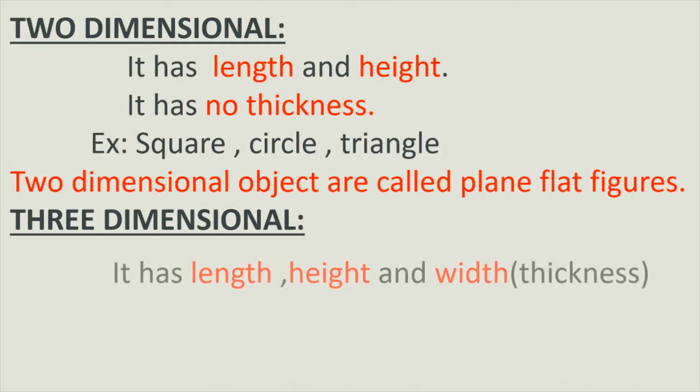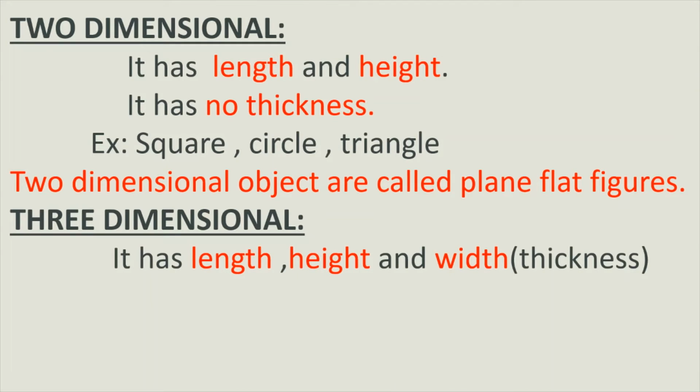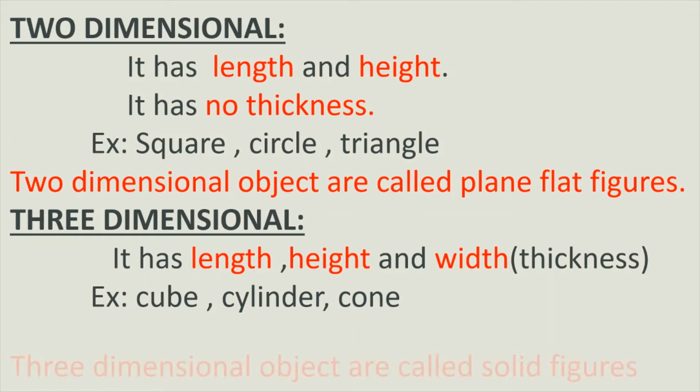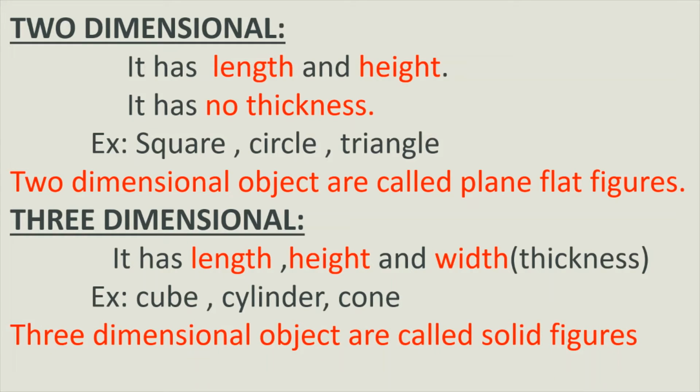Three-dimensional has three dimensions: length, height, and width. Examples are cube, cylinder, and cone. They are also called solid figures.